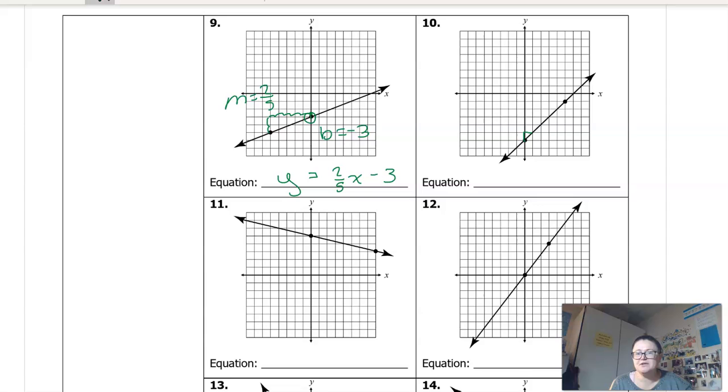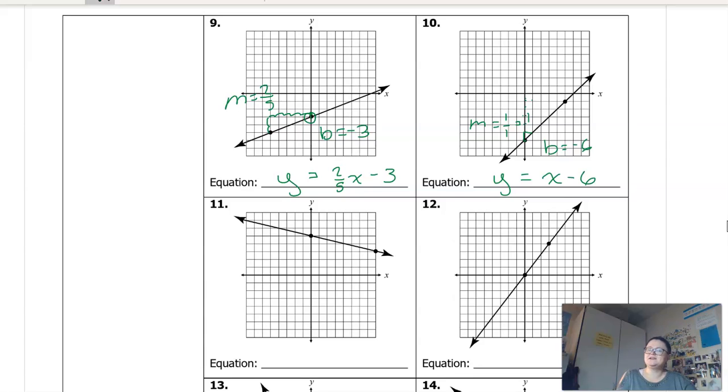You could count, it'd be like 1, 2, 3, 4, 5 over 1, 2, 3, 4, 5, and you'd still get 1. I'm just going to notice that my slope is 1 over 1, which is 1. And then if we come down here, our y-intercept is -1, 2, 3, 4, 5, 6. So our equation will be y equals 1x, which is just x minus 6.